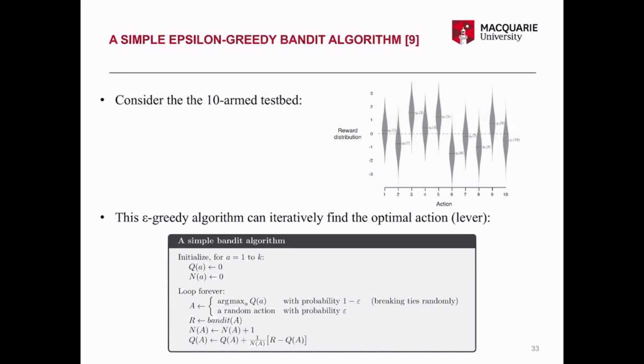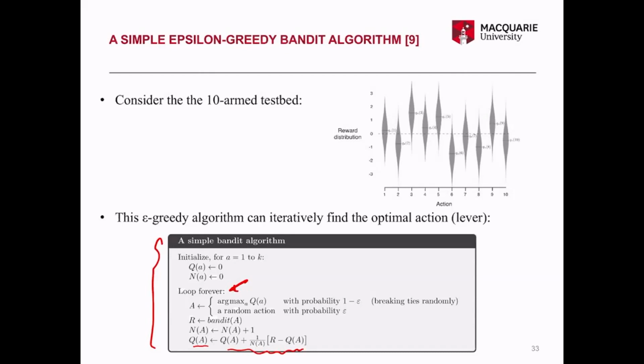Now consider the 10-armed test bed. I'm going to show you something that will demonstrate this. So this is basically the way you can update it with the epsilon greedy algorithm. So you're looping forever, and you're updating Q based on the value you're collecting. And this is the formula that we derived in our previous slide. So this epsilon greedy can iteratively find the optimal action or lever.